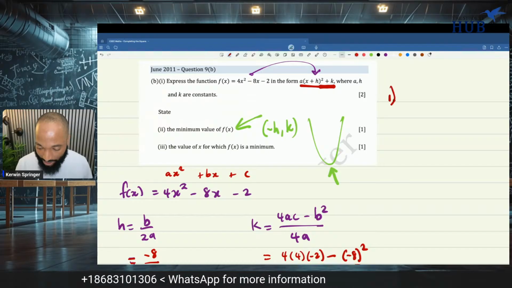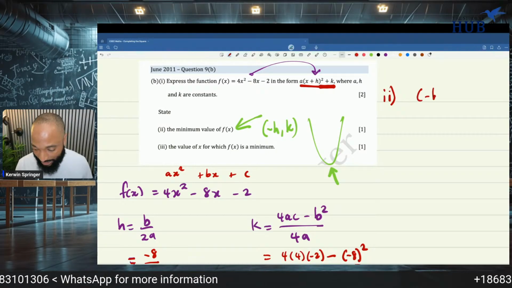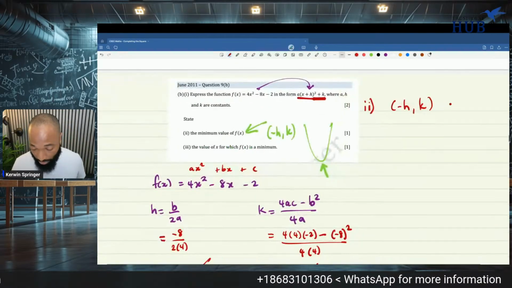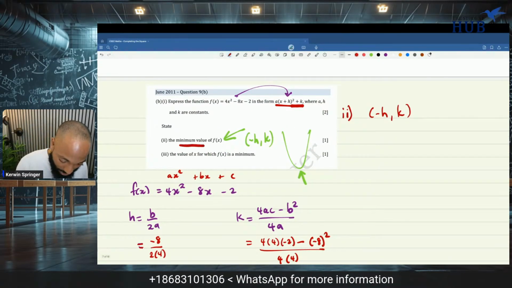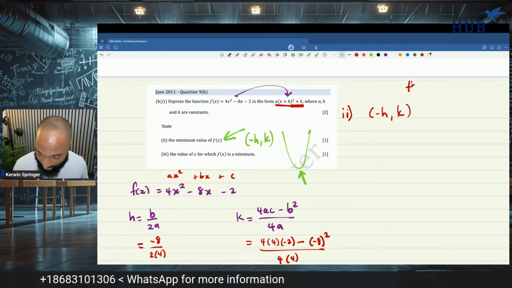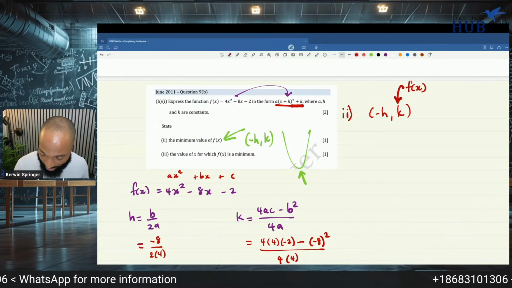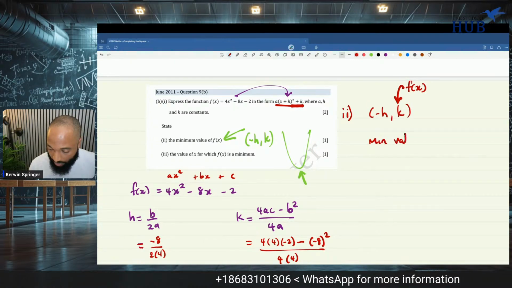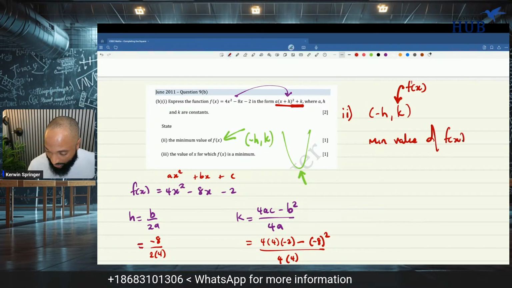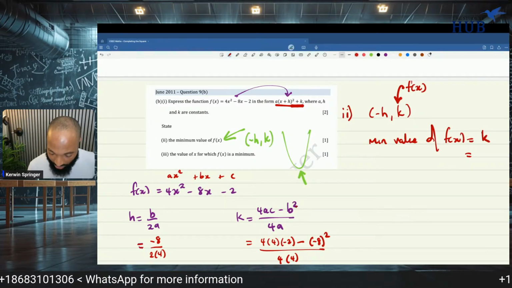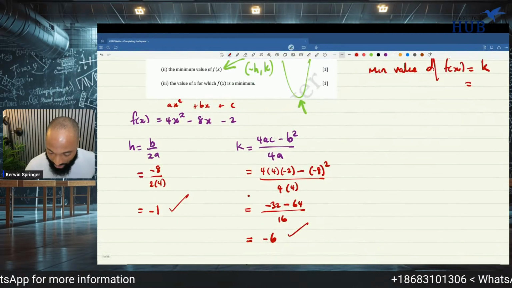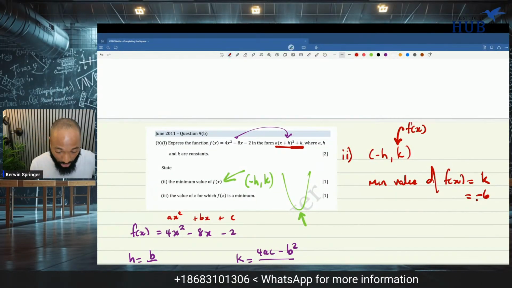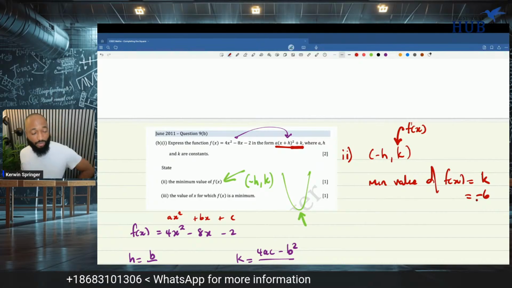So for part 2, the answer is negative h comma k. That's it, it's not that. That's the coordinates of the minimum point, but they're looking specifically for the minimum value of f of x. F of x is the y value when this is happening, the k. So the minimum value of f of x is k, which is in this case what we got k to be. We got k to be negative 6. That's it. You just write negative 6. If you write negative 6, you get full marks. You get your full 1 mark there.